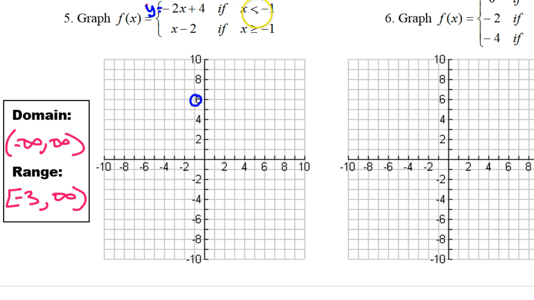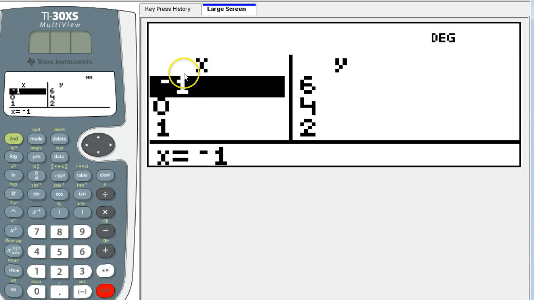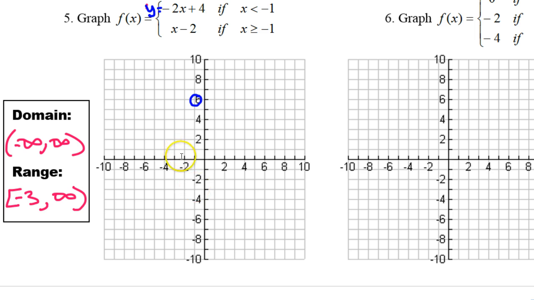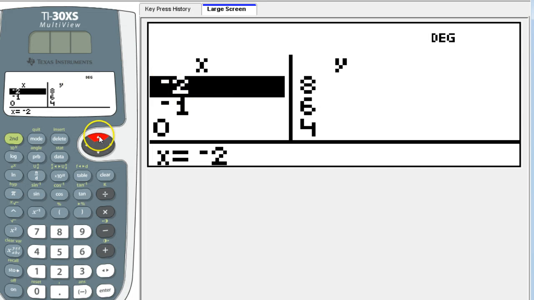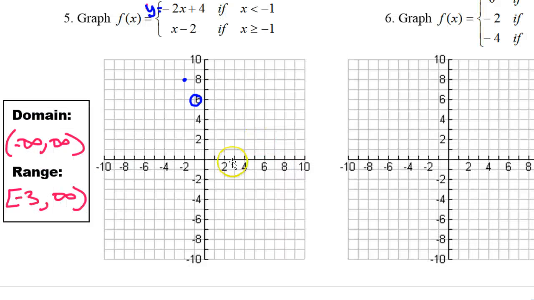Now, we want x values that are less than negative 1. So I'm looking at my calculator. X values that are less than negative 1 would be like negative 2, negative 3, like that. So that means we're scrolling upward. Okay, so for example, we've got negative 2 comma 8. All right, would be right there. And negative 3 comma 10 would be right there.